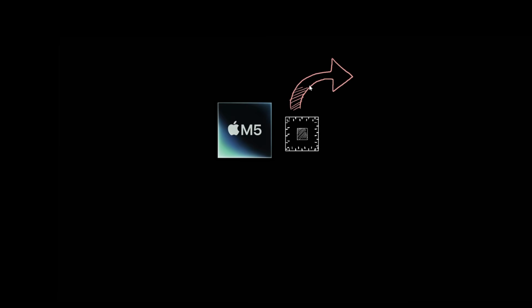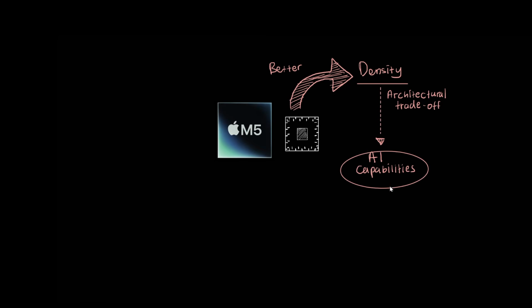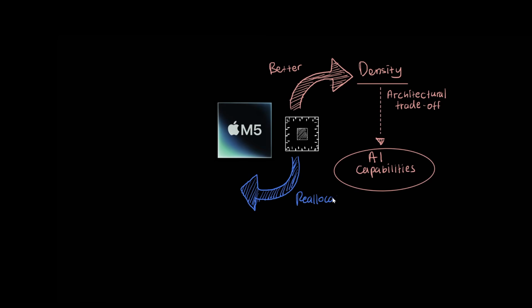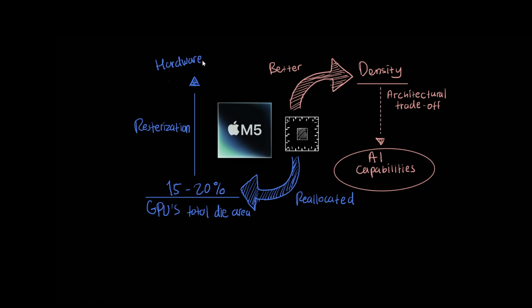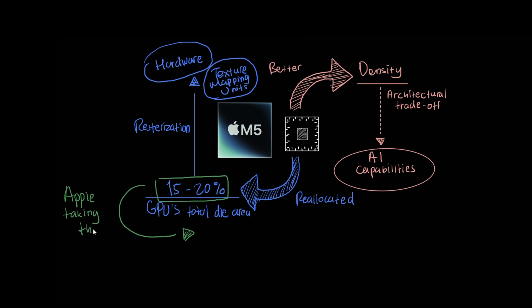But this density came with a specific architectural trade-off. To implement the new AI capabilities, Apple reallocated approximately 15 to 20% of the GPU's total die area. This specific portion of the die would traditionally be allocated to rasterization hardware or texture mapping units. Instead, Apple dedicated this physical silicon exclusively to AI logic.